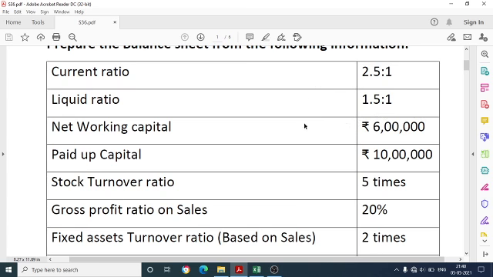So definitely here you will get current asset and current liability.